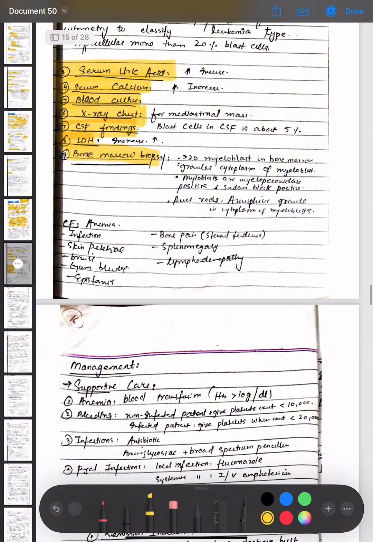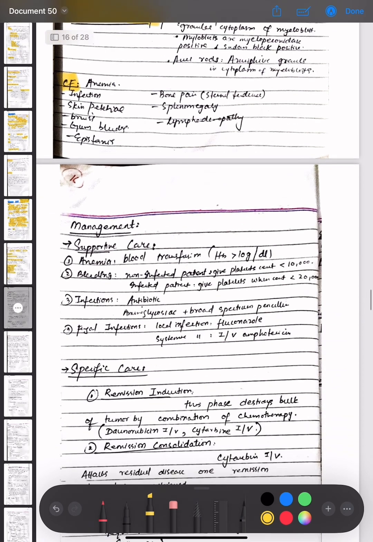myeloblasts, and myeloblasts are myeloperoxidase positive and Sudan black positive, with Auer rods, that is eosinophilic granules in the cytoplasm of the myeloblasts. The clinical features are anemia, infection, fatigue, bruises, gum bleeding and epistaxis, bone pain, splenomegaly, and lymphadenopathy.